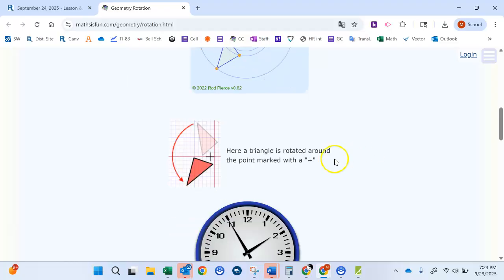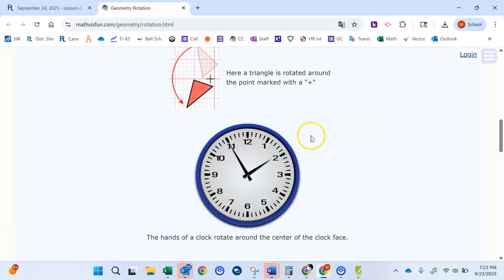The next thing is it's rotating around the point marked with an X. And I guess in this point it is. And maybe the way to think about it is you've got a clock, okay? The hands of a clock rotate around the center of the face. So this 11 is going to rotate around this point right here. So it's going to stay in the same point. So it's going to be right here, and then right here, and then right here, and then right here. But it's always going to be in the same spot from the center.